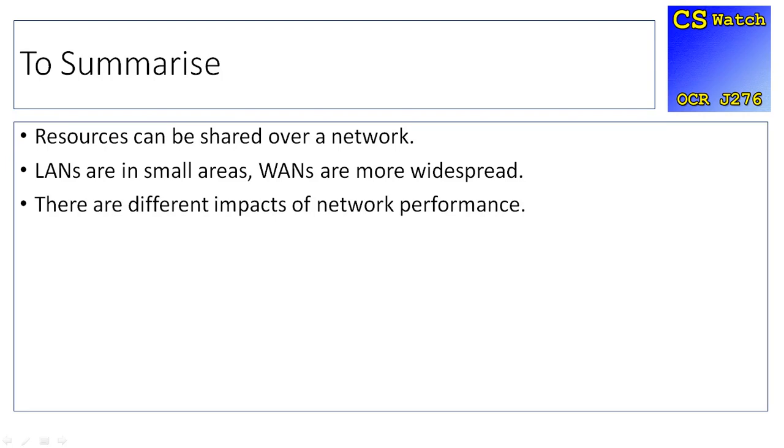So to summarise, resources can be shared over a network, whether that's hardware or software, files, folders, or applications. LANs are in small geographical areas, whereas WANs are more widespread, linking together all the LANs, and there are multiple different impacts on network performance, as we've just been speaking about.